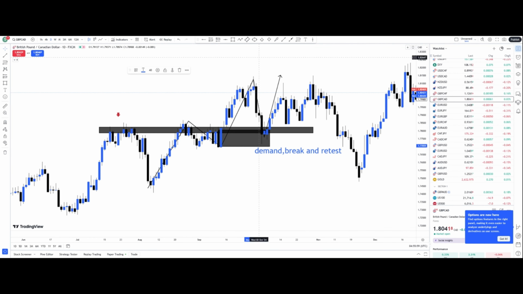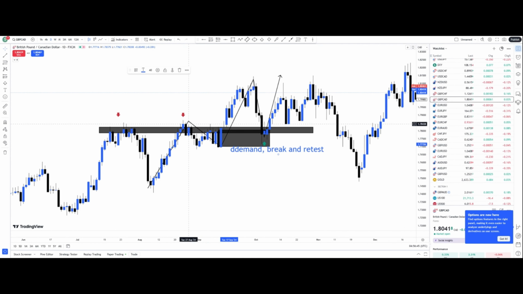At this point here, we could see the market rejecting from here, and immediately the market came back to this point, the market also pushed upward. So just as we stated, we had a demand level and we also had break and retest. So we add these two together, we are able to get this.